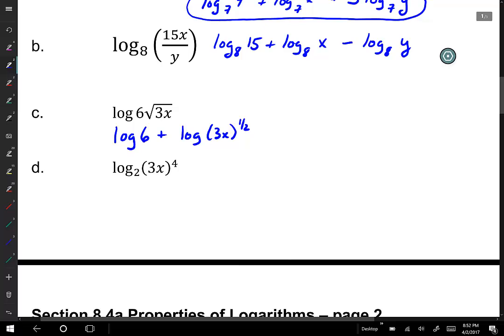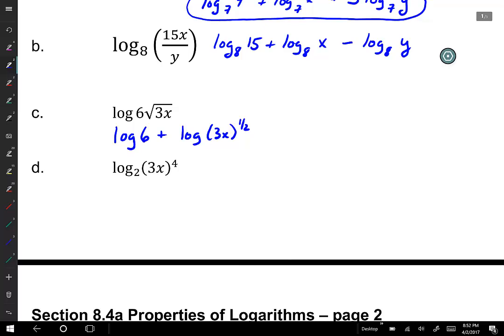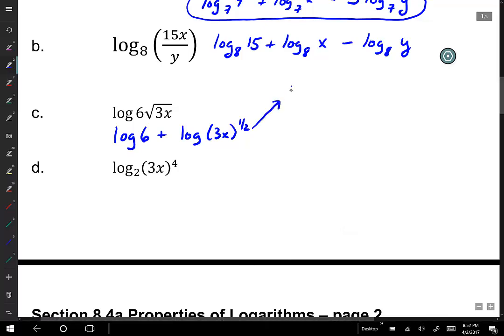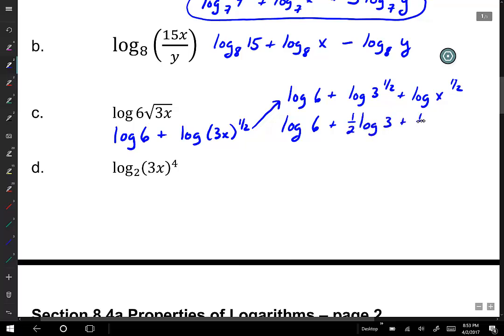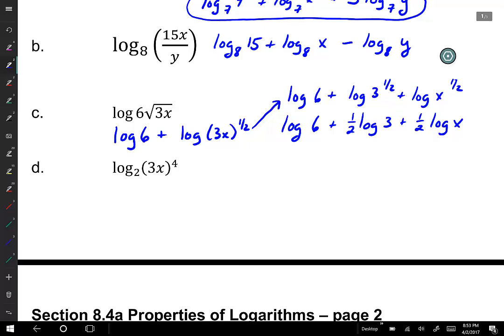Now, that 3x to the 1/2, that's going to distribute to both the 3 and the x, and so that's going to give us log of 6 plus log of 3 to the 1/2 plus log of x to the 1/2. Just showing there's a lot of ways to go about this. Our final answer, log of 6 plus 1/2 log of 3 plus 1/2 log of x. So just a number of different possibilities here. We're not showing you all the scenarios, just trying to show you a variety of different possibilities.